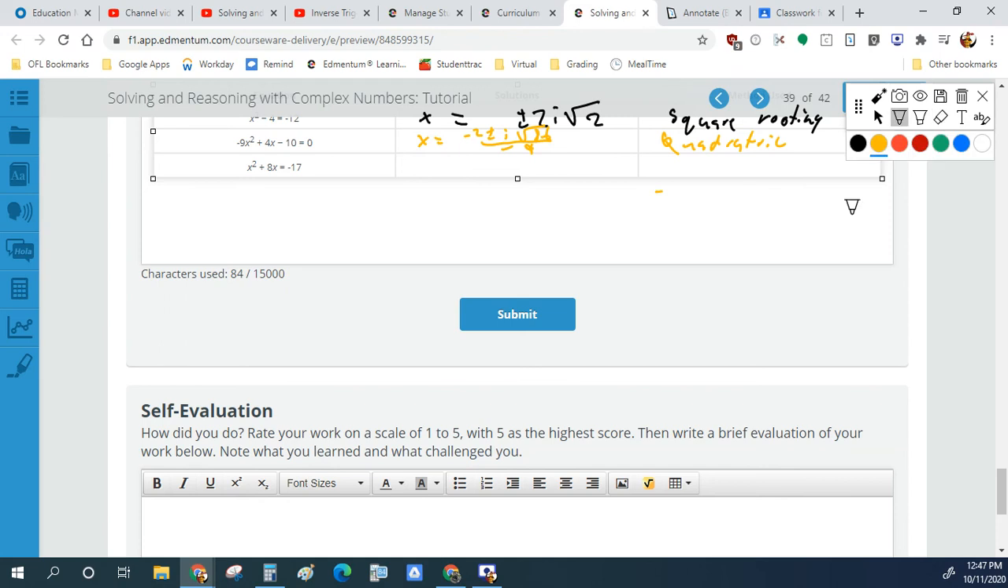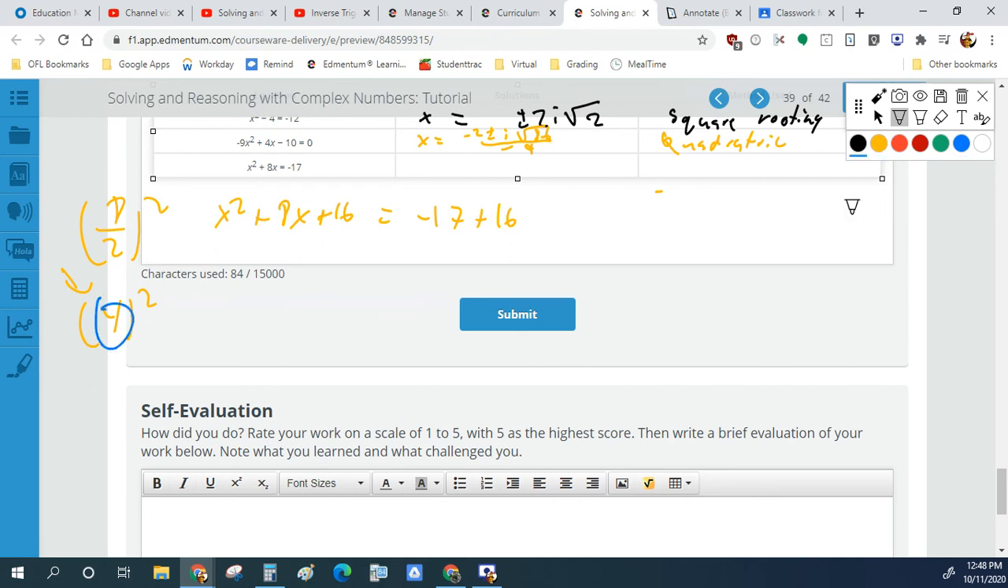Next one here, I'm going to solve this by completing the square. So I'm going to do x squared plus 8x. Half of 8 is 4, and then we square it, so that'll be 16. So we take 8 divided by 2, which is 4, and then we square it, which is 16. So it gets us negative 17 plus 16. And remember, I said half of that b. So remember, half of b is very important.